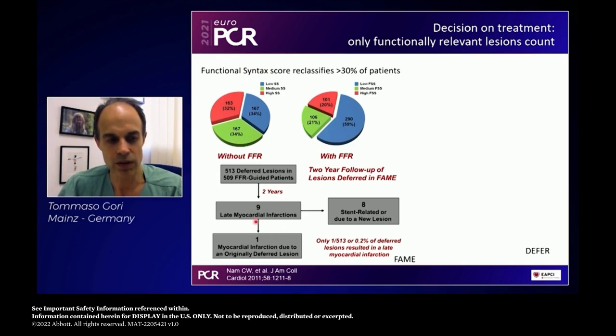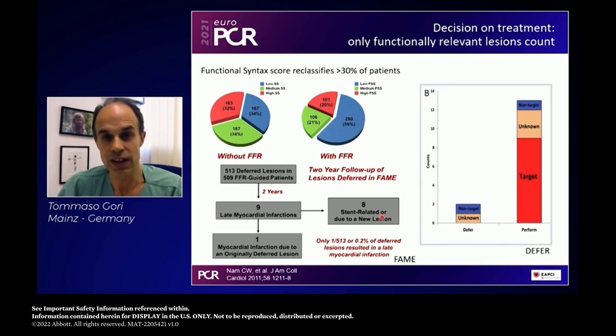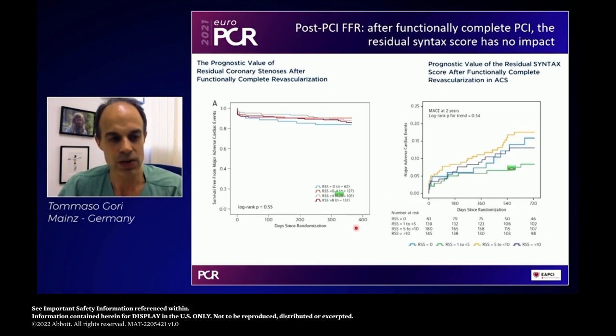This is something that we learned from the FAME study: of 513 deferred lesions, only one in 500 caused a myocardial infarction. From the DEFER study, we have learned that treating a lesion that is hemodynamically not relevant actually carries a worse prognosis than if you don't treat it. So do not look at the aesthetics, but look at the functional relevance of the stenosis.